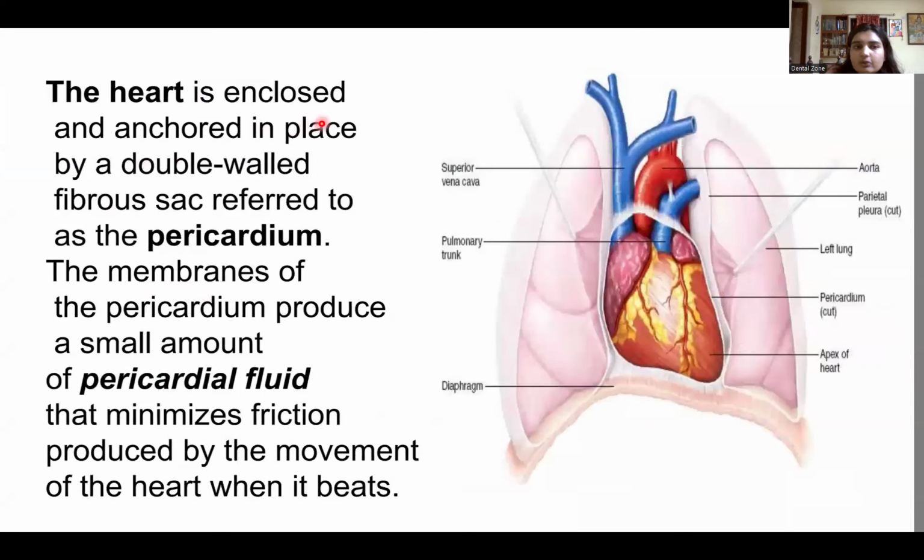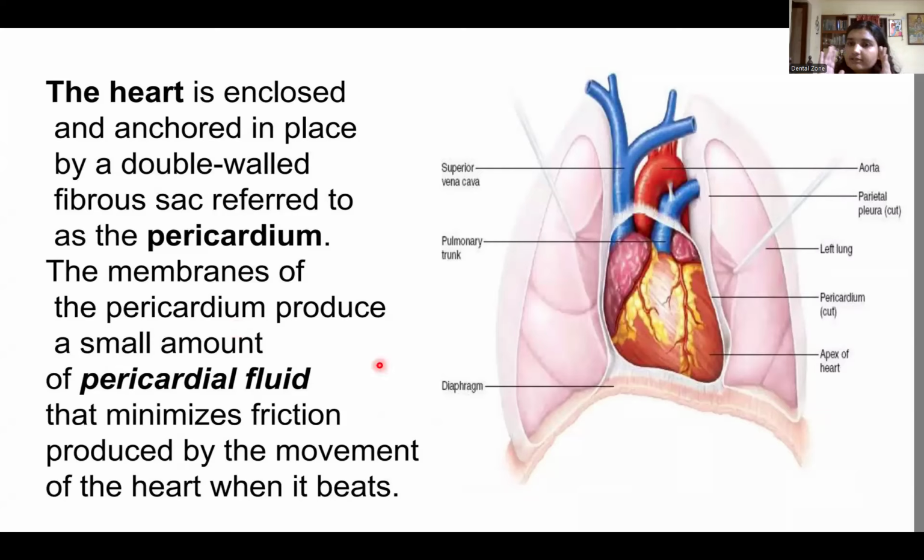The heart is enclosed and anchored in place by a double-walled fibrous sac referred to as the pericardium. The membranes of the pericardium produce a small amount of pericardial fluid that minimizes friction produced by the movements of the heart when it beats.